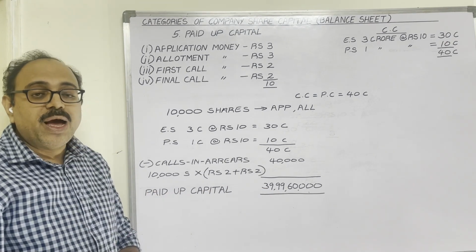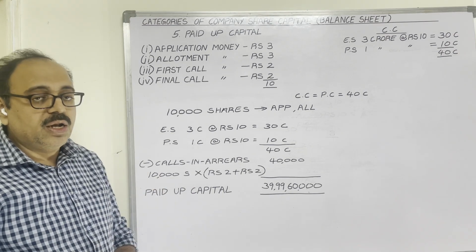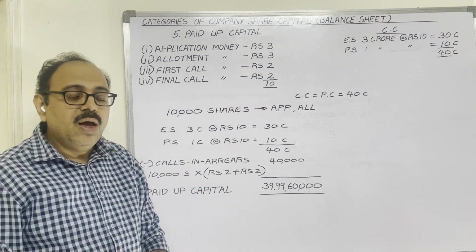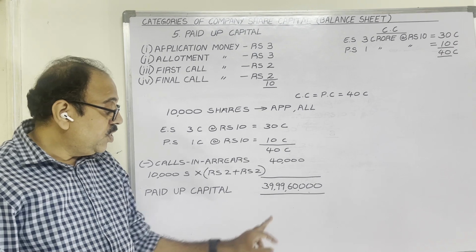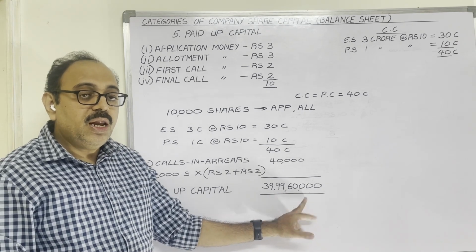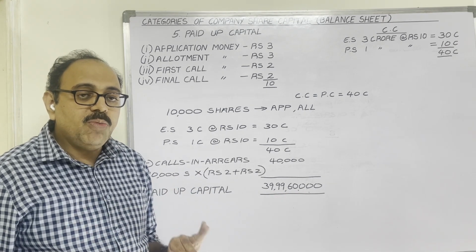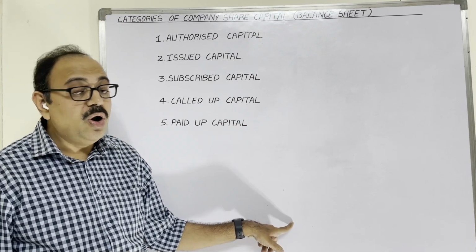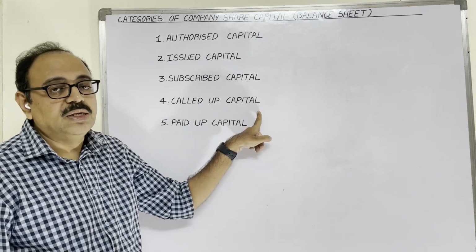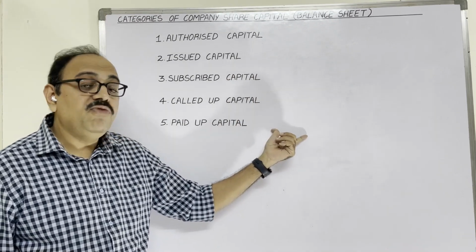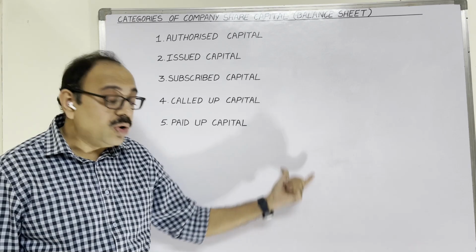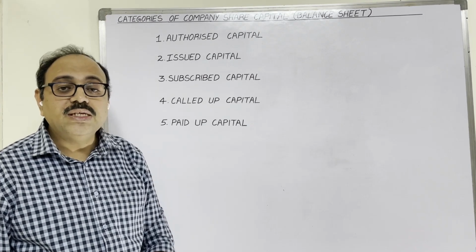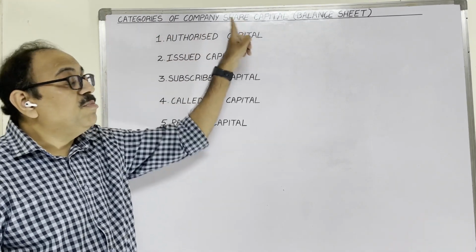So in the company's balance sheet, as called up capital, we have to show 40 crore rupees, and as paid up capital, we have to show this amount. So here, called up capital and paid up capital are not the same. While calculating the liabilities total, we should not consider the first 4 capitals. Paid up capital amount only we should consider to find out the total liability side amount. So this is all about categories of company share capital.